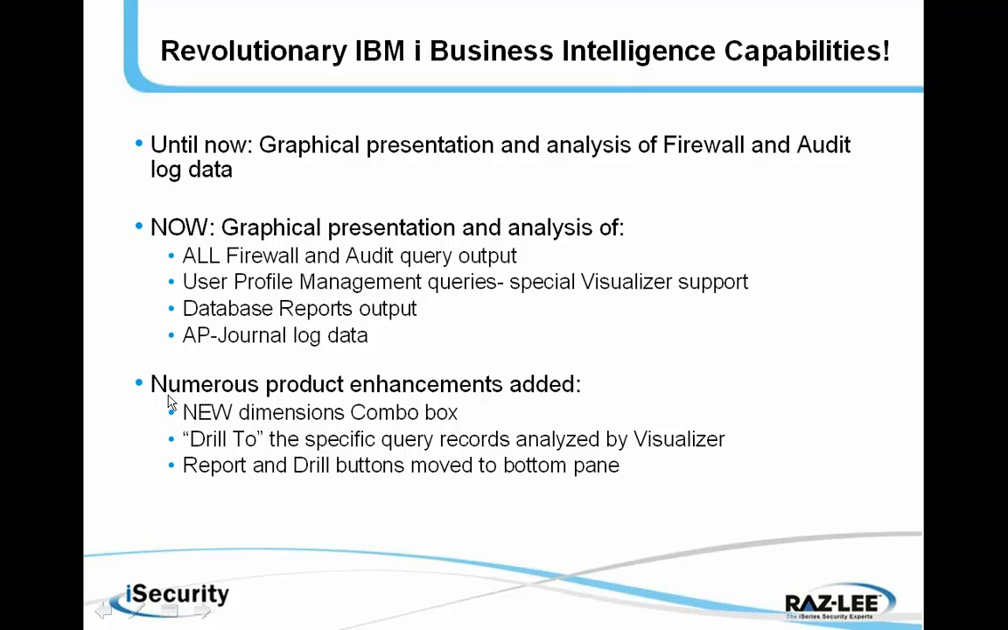Numerous product enhancements have been added to the product as well, including a new dimensions combo box, which makes navigating Visualizer much easier. There's a new drill to facility, which will bring you to the log data corresponding to the records which have been analyzed by Visualizer and have been isolated by Visualizer after we've implemented all the filters, and other improvements that we've made to the GUI screen itself.